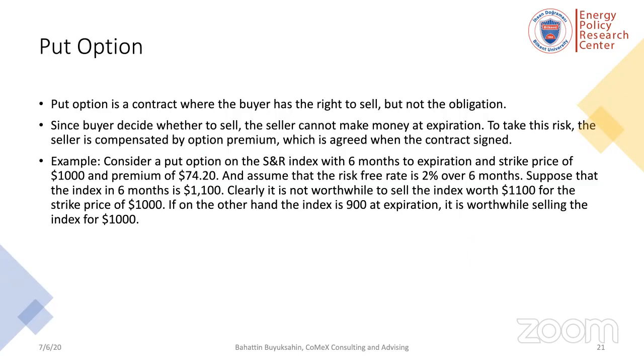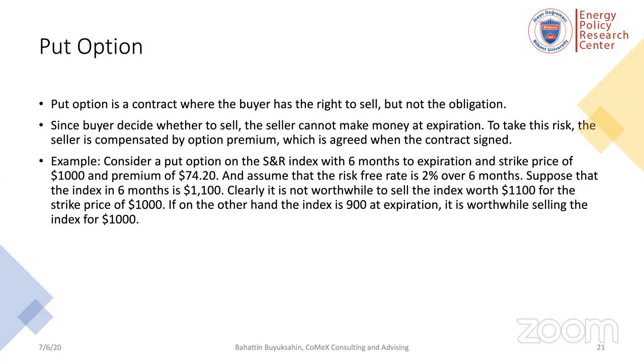Let's look at the second simple option contract, which is the put option. A put option is a contract where the buyer has the right to sell, but not the obligation. Since the buyer decides whether to sell, the seller cannot make money at the expiration. To take this risk, the put option seller is compensated by the option premium, which is again agreed when the contract is signed.